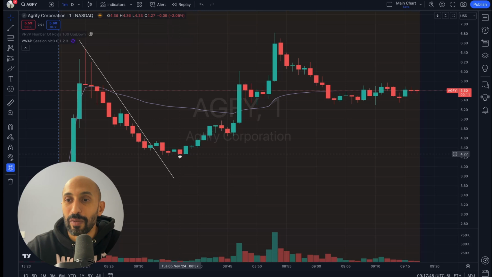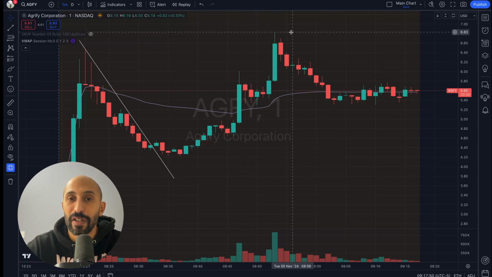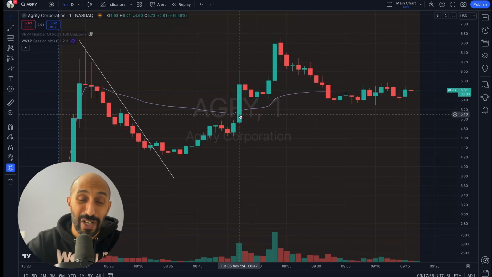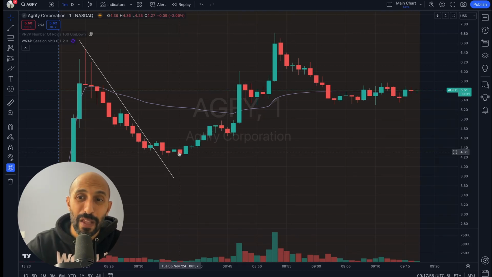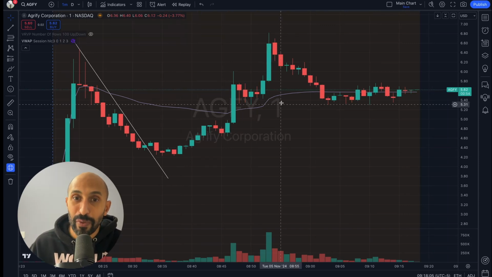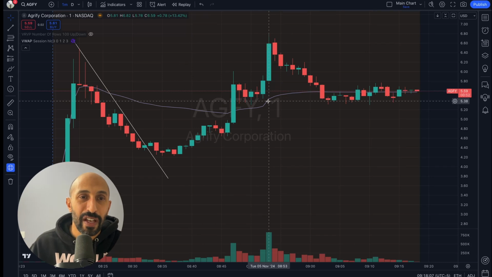So this was like, what's this? I don't know. Let's do some maths quickly. So I saw this double bottom here and was looking to get in at like 4.27. And I just didn't do it because I was just so burnt out. So what's the high here? The high here is 6.82 minus 4.27, divided by 4.27.